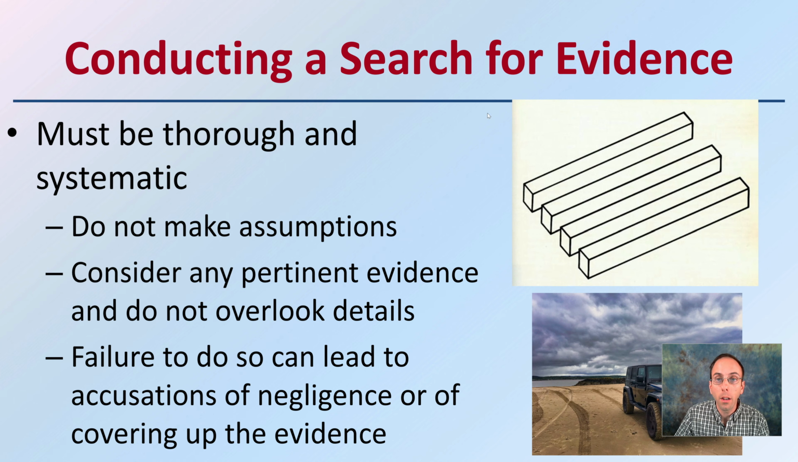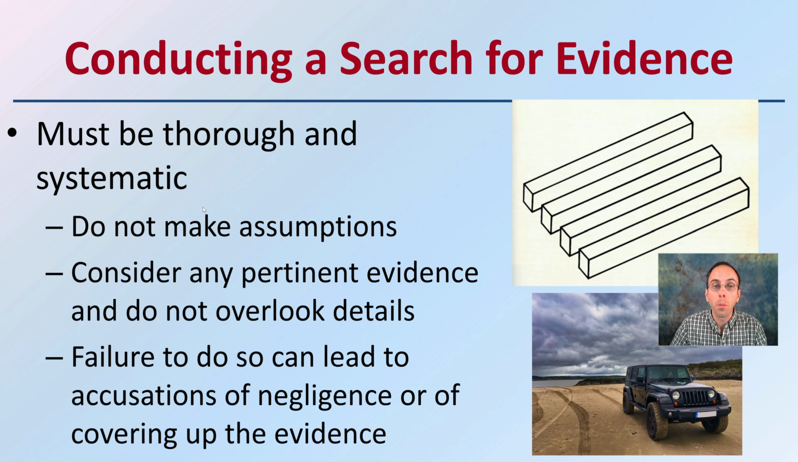So first off, the whole point of conducting the search is for evidence. This must be thorough and systematic. You do not want to make assumptions. You want to consider any pertinent evidence and not overlook little details, because failure to do so can lead to accusations of negligence or covering up evidence. If we look up here, we don't want to assume there's just 3, because if we look on the other side over here, it looks like there's 4. We want to be impartial, but also thorough, systematic, and detail-oriented.